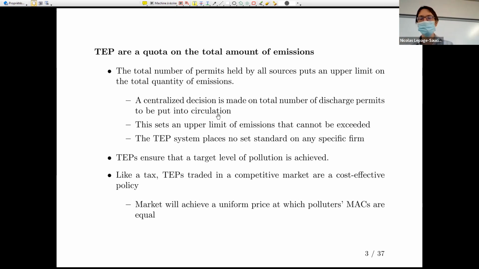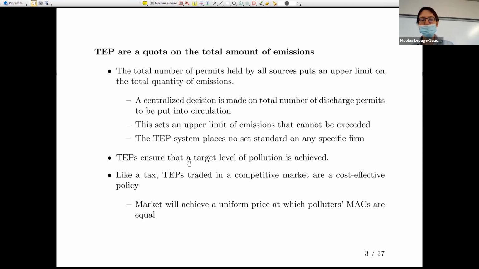So it's a centralized decision made on the total number of discharge permits to put in circulation. It sets an upper limit on the emissions that cannot be exceeded. So it's not a standard on any specific firm, compared to standards as we've seen, where it really says everybody must do exactly this way. Here, people can do as they like. But still, they ensure that the target level of pollution emission is achieved.